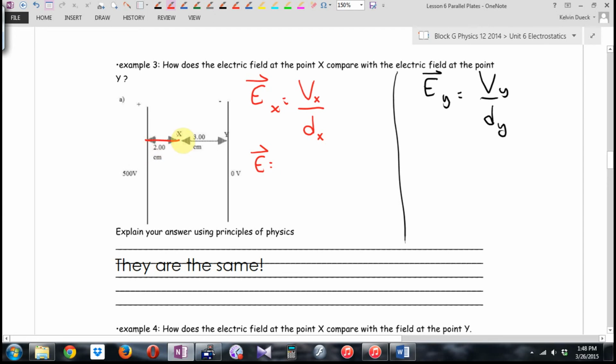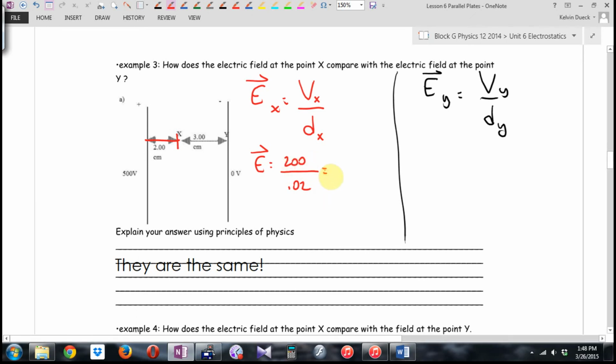Going from here to here, what's the distance at X? Don't say 2. 0.02. What's the total voltage going all the way across? 500. What's the total distance all the way across? So how many volts is each centimeter? So 2 centimeters, which is location X. What's the voltage there? 200.